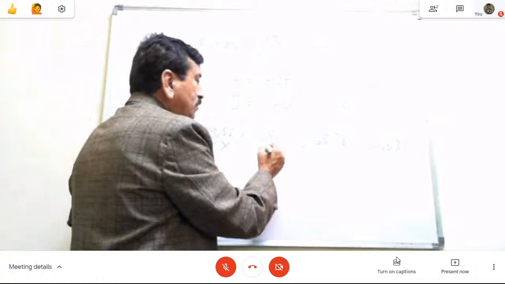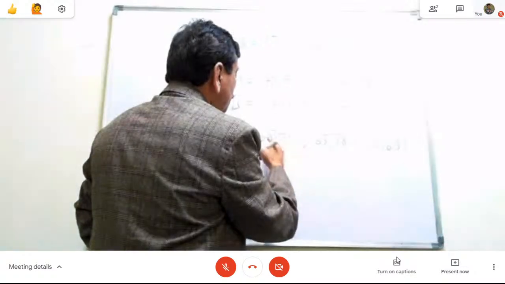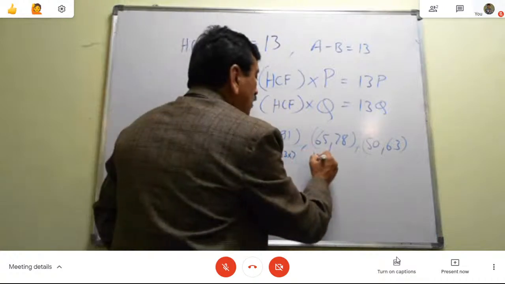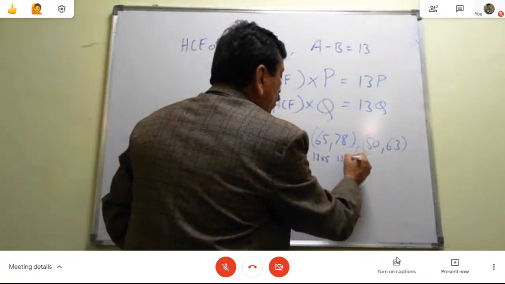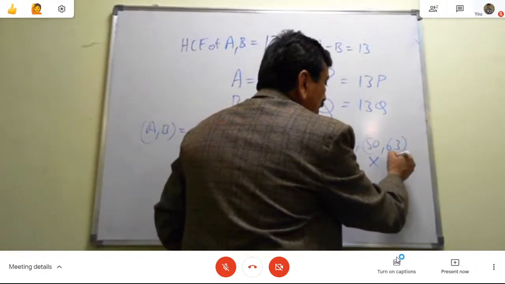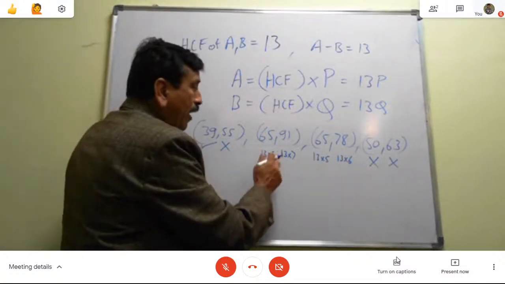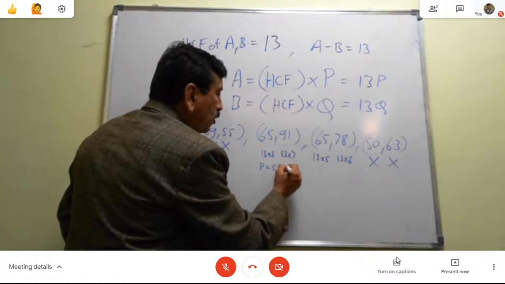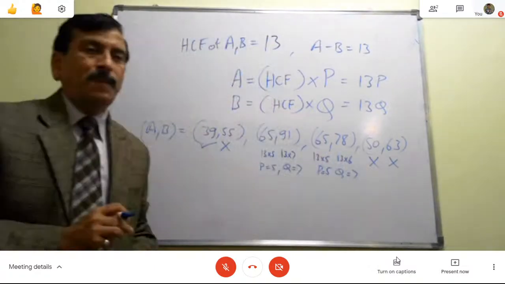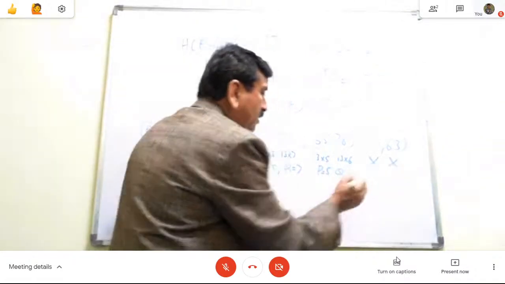13 is able to divide this. This is 13 into 5. And this is 13 into 7. Then 13 into 5, 13 into 6. Then the others are not divisible by 13. So typically we are having only two options, where we realize here the value of P will be 5 and Q will be 7. P will be 5, Q will be 7. Naturally, the value of Q is 6.